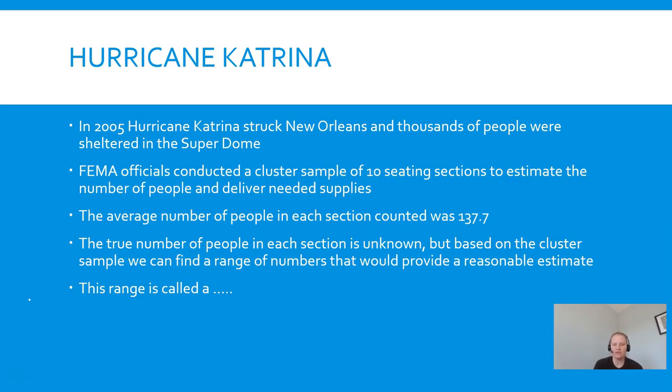And so FEMA, which is the federal agency that helps with natural disasters, needed a way to count the number of people in the stadium. The best that they could do was take a cluster sample. They picked 10 sections in the stadium, counted the number of people in each of them, and the average number was 137.7. They know that's not the exact number. It might be a little bit less, it might be a little bit more if we were able to count every single section. But they were just trying to get a range of numbers that would give them a reasonable estimate.